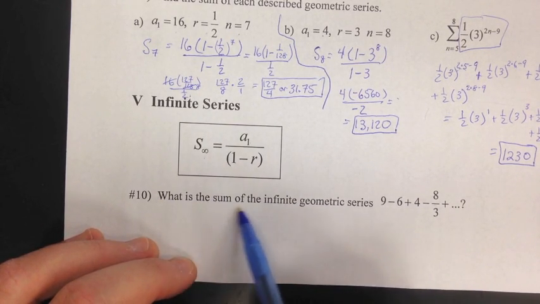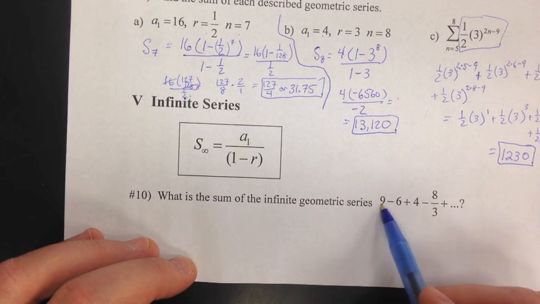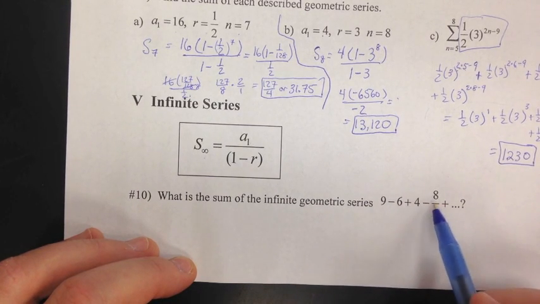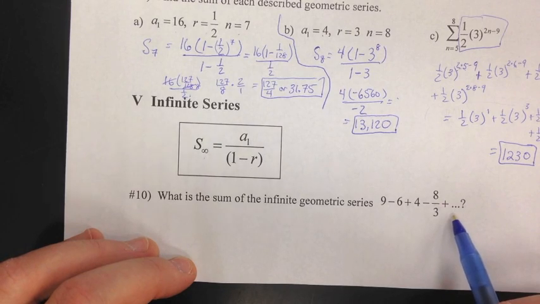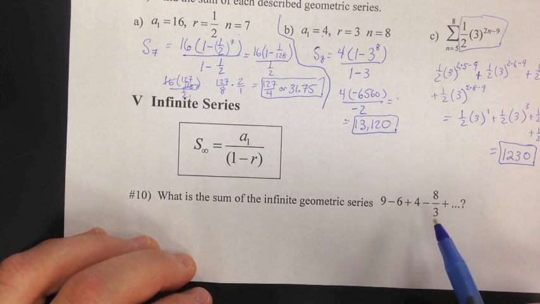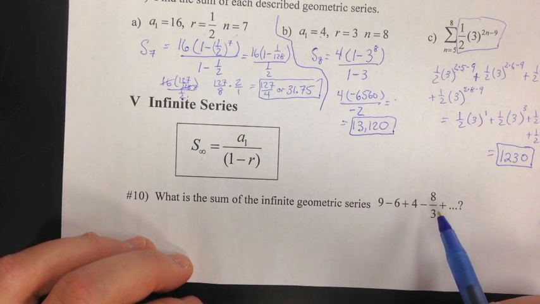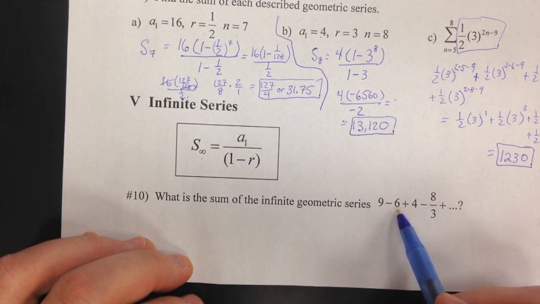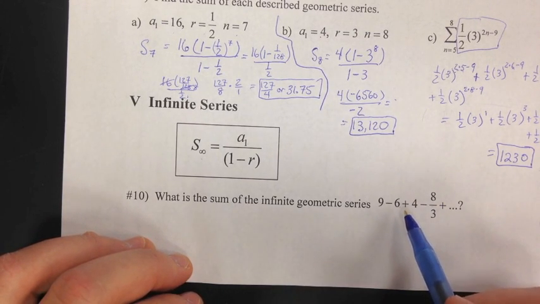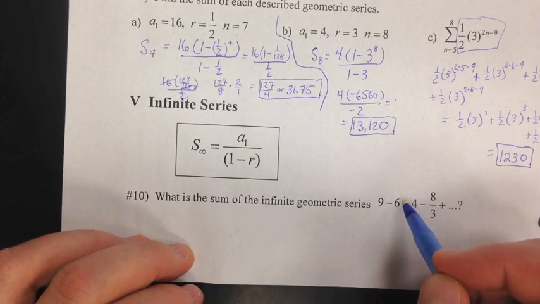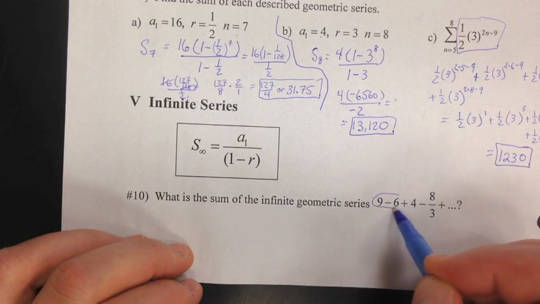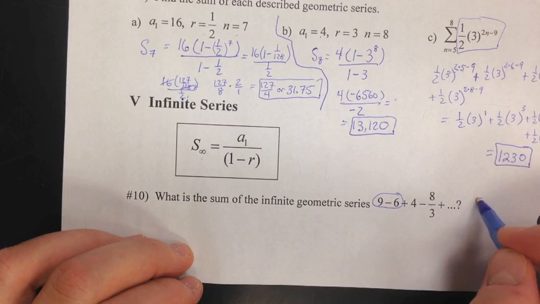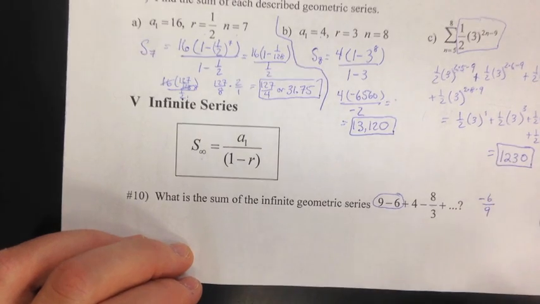Number 10. What's the sum of the infinite series? 9 minus 6 plus 4 minus 8/3 plus ... First thing we need to know is what's the ratio? What is the common ratio? We're definitely not adding the same thing or subtracting the same thing. What we're doing is we're multiplying. To find it, I'll take the first 2 terms. I take the second term divided by the one in front of it.